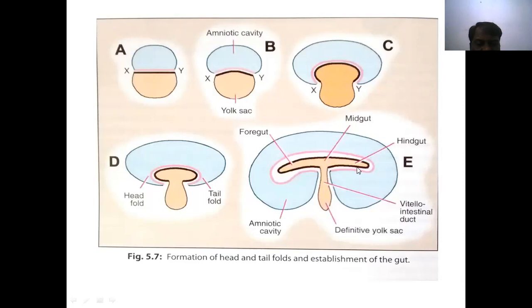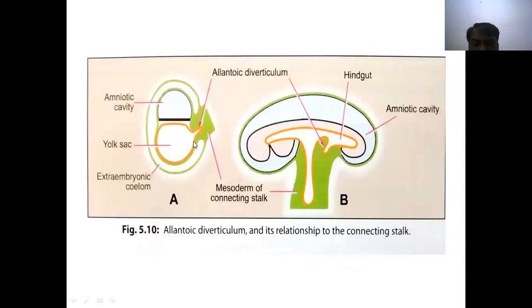Next, from the hindgut, the allantoic diverticulum extends towards the extraembryonic mesoderm. Next is the vitelline intestinal duct. This is the ectoderm, how it covers the whole embryo. This is the head fold and tail fold. See further what happened to the amniotic cavity. This is the yolk sac. This is the allantoic diverticulum extending from the tube, from the hindgut. See, this is a very beautiful diagram.